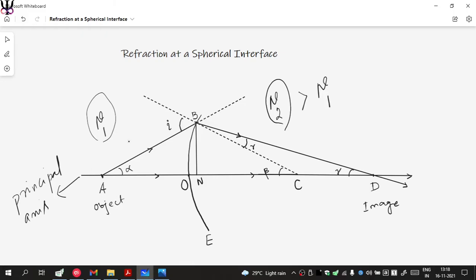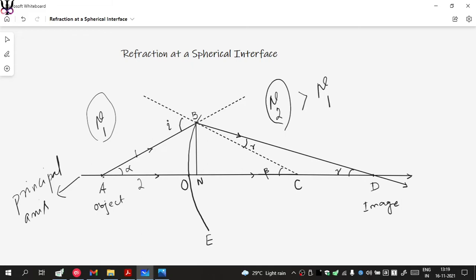The first thing, after setting up the principal axis and the spherical interface, is ray tracing. For ray tracing, you need to have 2 emergent rays and 2 intersecting, or apparently intersecting, rays for the image. From the object, take 2 emergent rays, ray 1 and ray 2. Ray 1 goes from A, strikes the interface at B, then gets refracted and moves along BD.